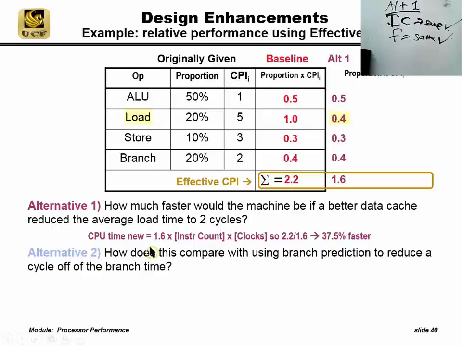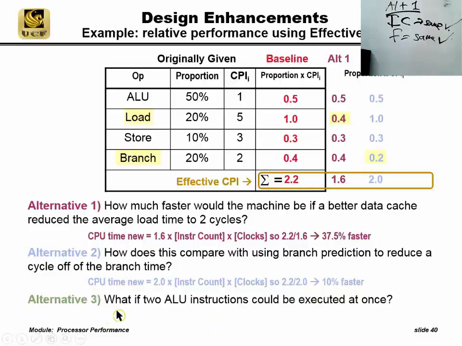Next one, let's compare using branch prediction to reduce a cycle off the branch time. So the same thing is going to happen here. We're going to reduce branch, right, from 2 to 1. So now it's 0.2 times 1 is 0.2. So the ratio of CPIs in this case is 2.2 divided by 2.0, which is 10% faster.